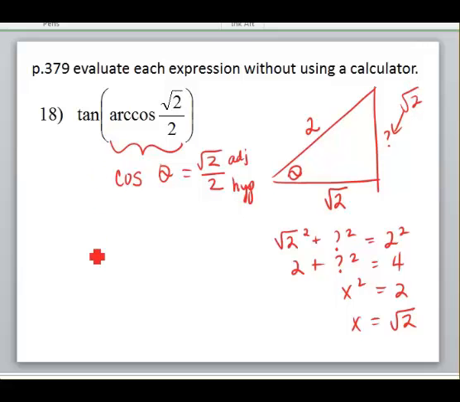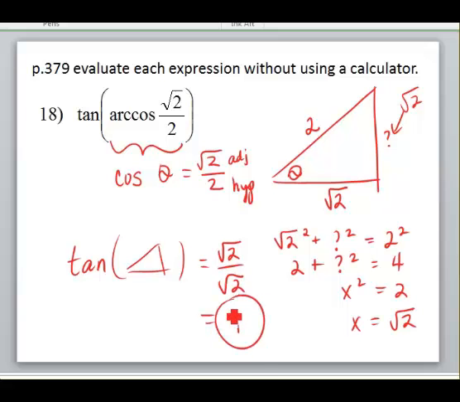So now that I know that, I can now figure out the tangent of this part right here. So the tangent of my triangle, okay, and I'll just mark it as triangle rather than that, is equal to opposite over adjacent. So square root of 2 over square root of 2, which is a 1.